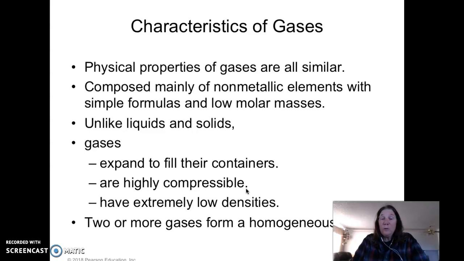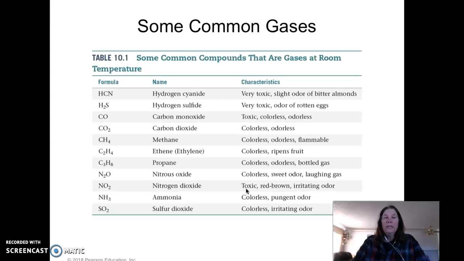And you can take 2 or more gases and mix them together and form a homogeneous mixture, a solution, like air. Air is nitrogen gas, oxygen gas, water vapor, carbon dioxide, some of the noble gases. There's all kinds in there, and they're all mixed together, and they're well mixed because you wouldn't want to see layers in your air.